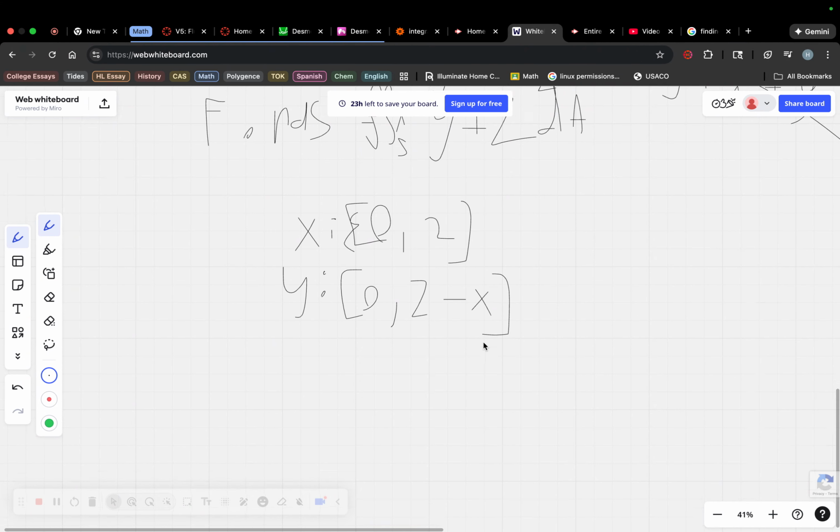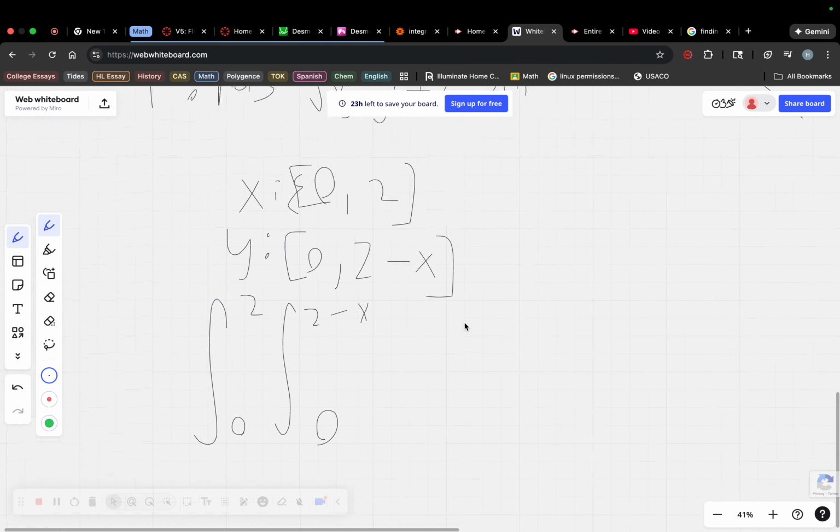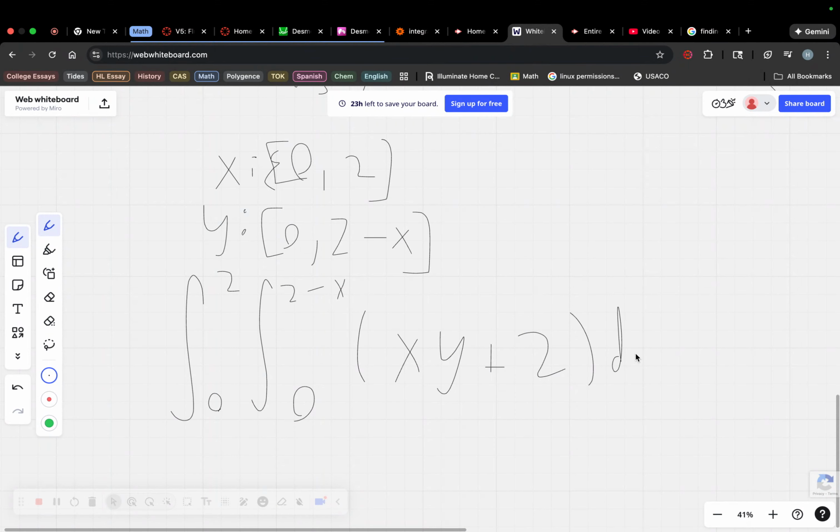And boom. All right, so now we can set up our actual integral. Since we have a function, we want this to be the inner, so we're going to put x on the outside. So 2, 0, 2 minus x, 0. Then our function was just xy, and then dy dx, because we want y first.